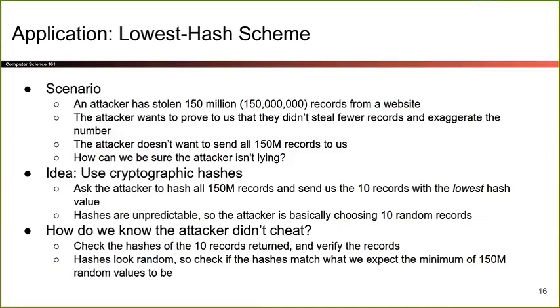Then, and this part is the clever part about this strategy, we're going to say, well, hashes look random. So the 10 hashes that they sent to us are basically, if I had generated 150 million random values, the 10 minimum ones. So we check that the hashes match what we expect the minimum of 150 million random values to be. This part is a little bit weird, but one analogy that might help you, if you don't remember probability too well, is: let's say I have a bin with 100 balls, and I'm going to pull balls out of the bin, and I'll look at the number on it.